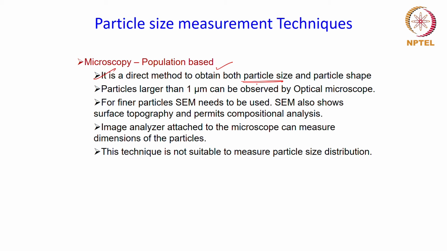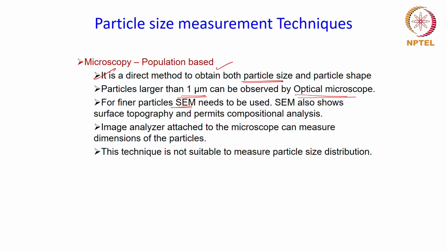And what kind of microscope will be used will depend on the size of the particles. If you have larger particles which are bigger than 1 micrometer, then an optical microscope can be used, right. But we all know that optical microscopes have their own limitations in terms of the highest magnification that can be achieved, and therefore, when the particle size is smaller, we will have to go for electron microscopy techniques, for example, the scanning electron microscope or SEM. Okay.